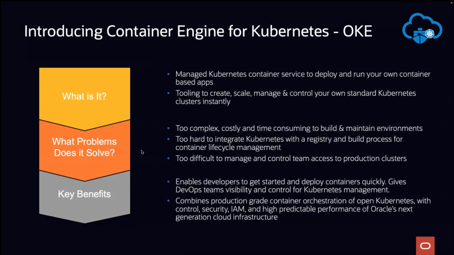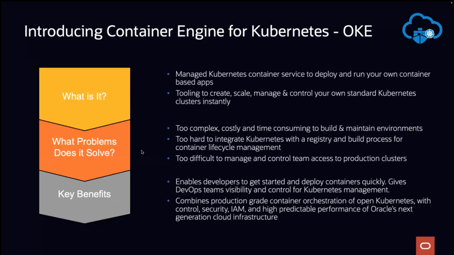So what problem does this solve? With Kubernetes, we have Minikube and other on-premise Kubernetes clusters, which are very complex and very costly to maintain, and it is hard to integrate with the Kubernetes registry, the build process and the container lifecycle management. Here, we get everything, OCIR, Oracle Cloud Infrastructure Registry, and the Kubernetes cluster, under single lifecycle management.